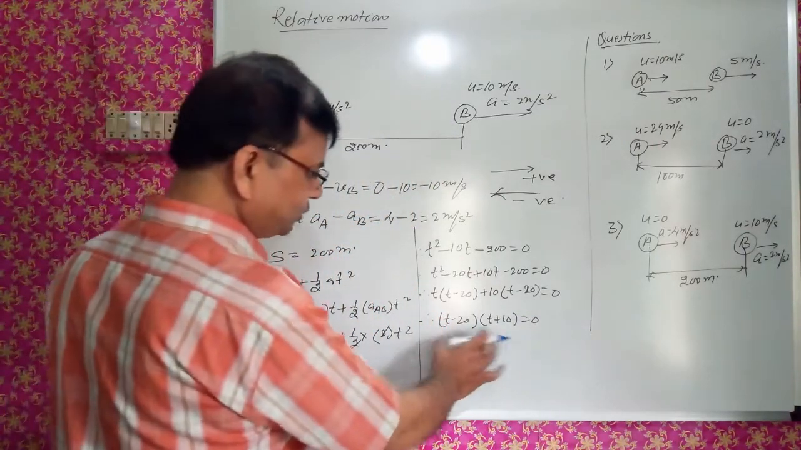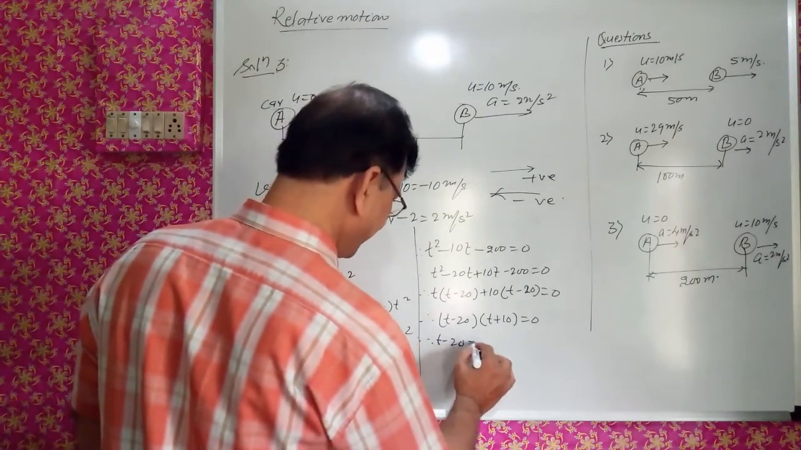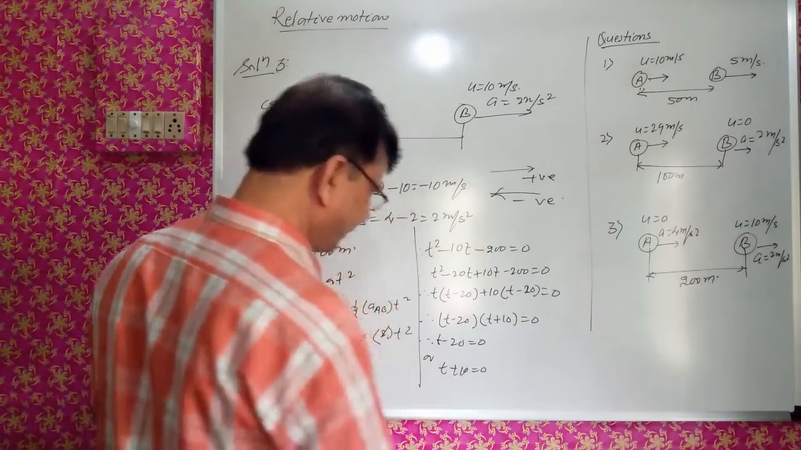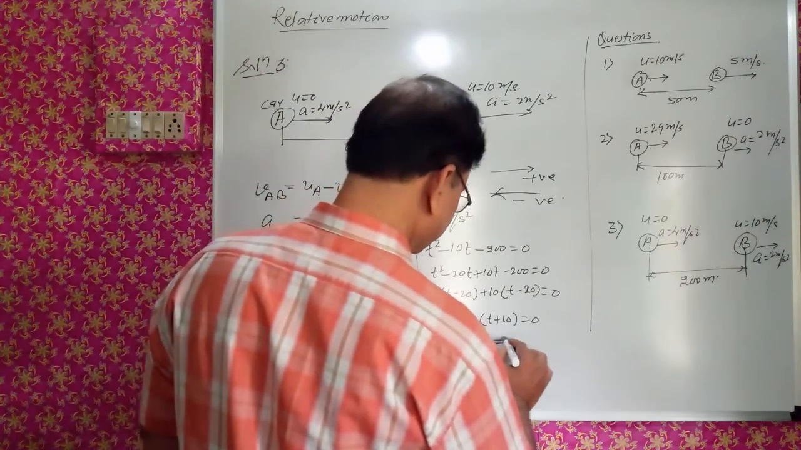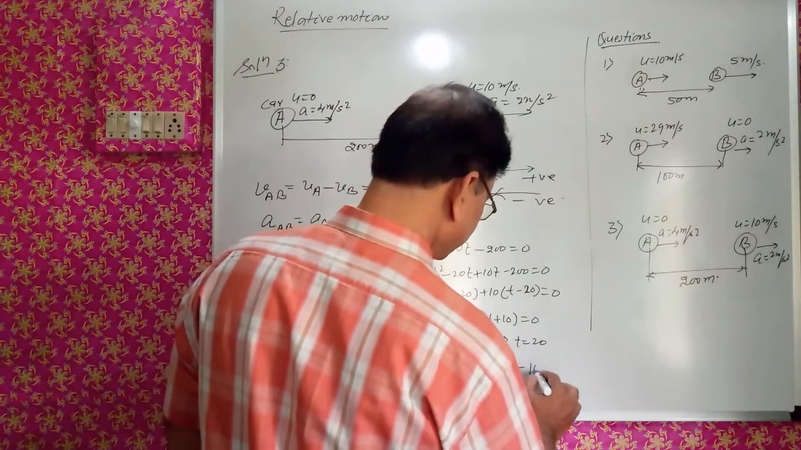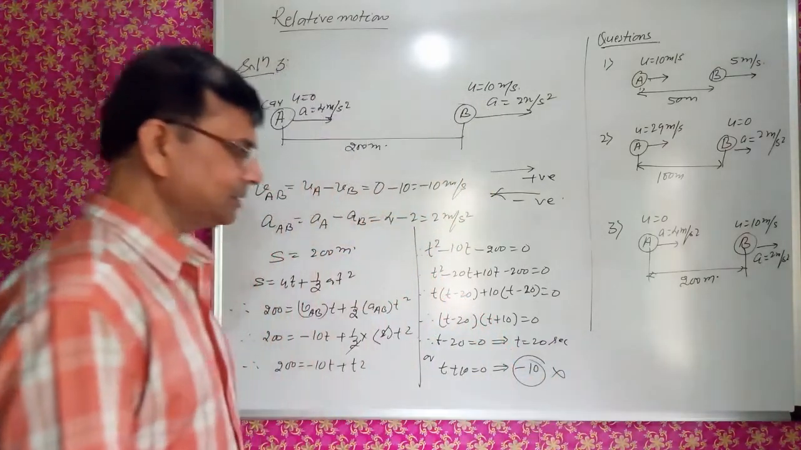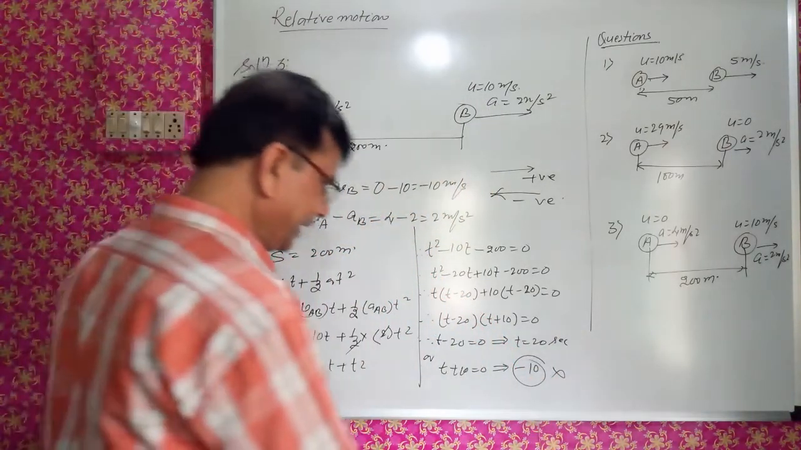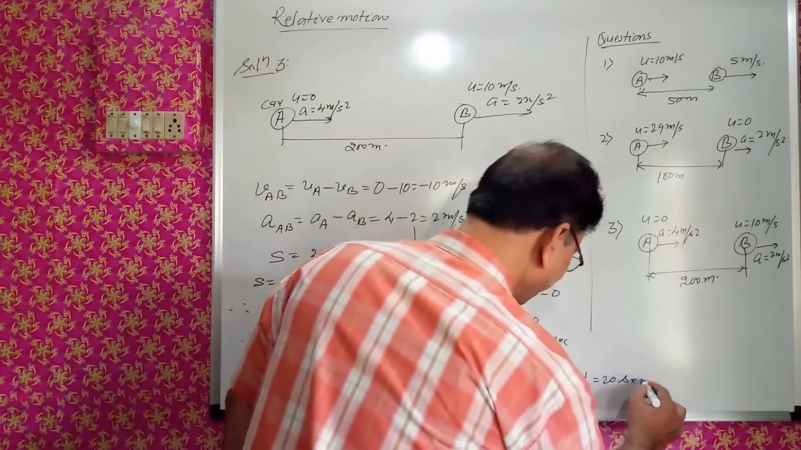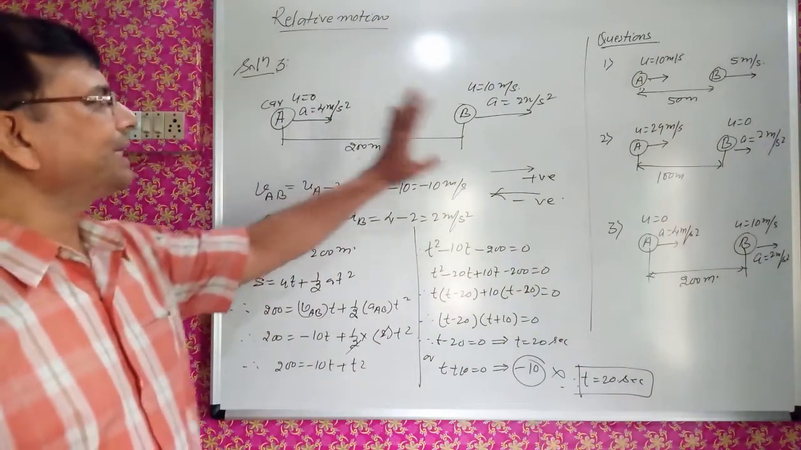So, the product of these two brackets is 0. Therefore, T minus 20 is equal to 0 or T plus 10 is equal to 0. This implies T is equal to 20 and this implies minus 10 seconds. It has got no significance because time cannot be negative. Therefore, time taken is 20 seconds. So it will take 20 seconds for A to catch B.